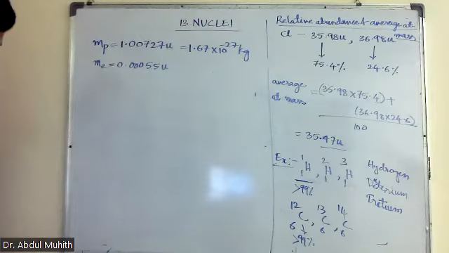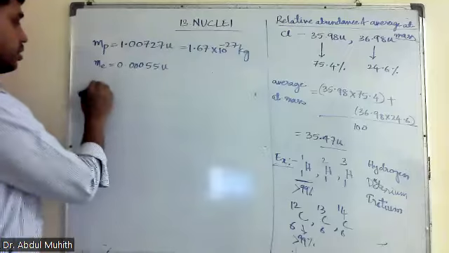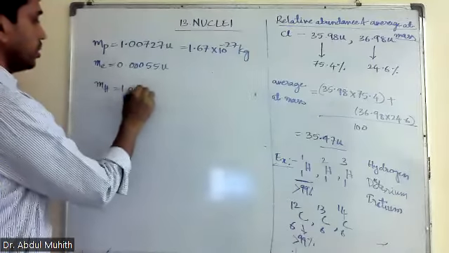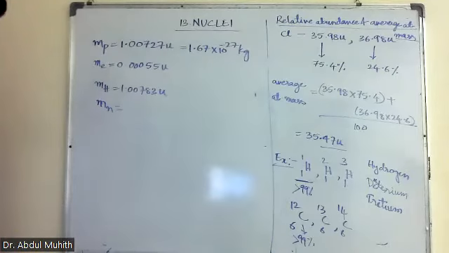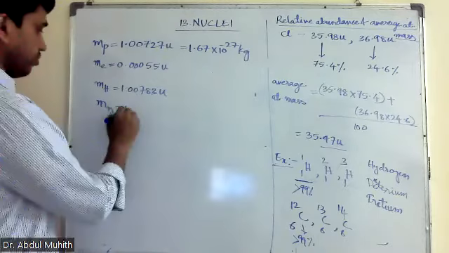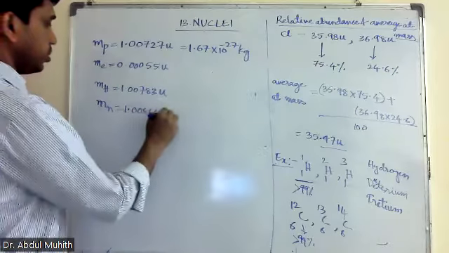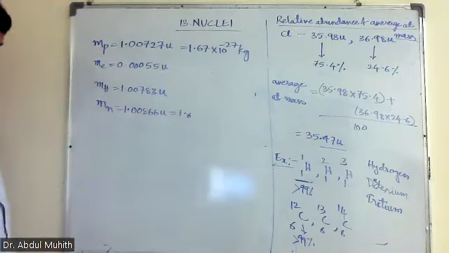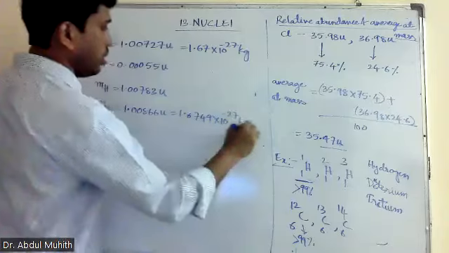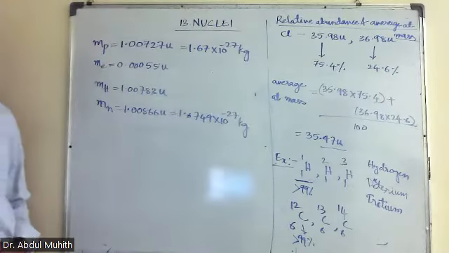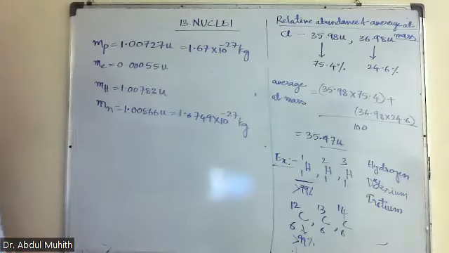Next one is for hydrogen. Hydrogen atomic mass is 1.00783 U. And the mass of the neutron is 1.00866 U, which is equal to 1.6749 into 10 to the power of minus 27 kg. These are the values of electron, proton, neutron in terms of atomic mass unit.